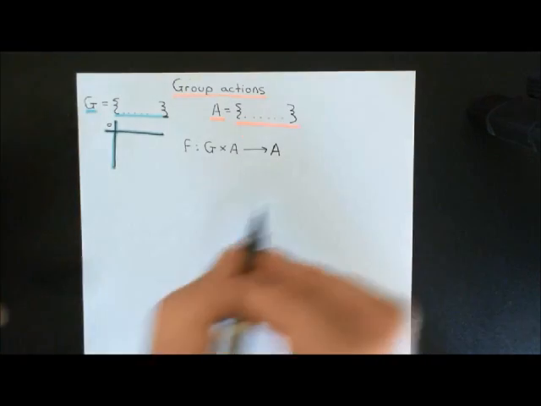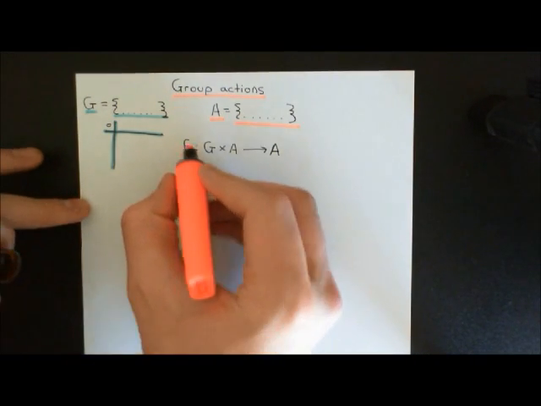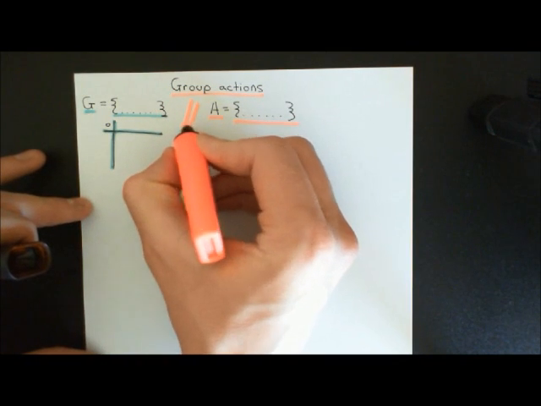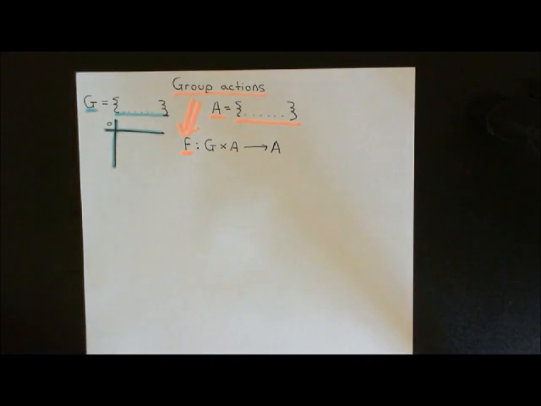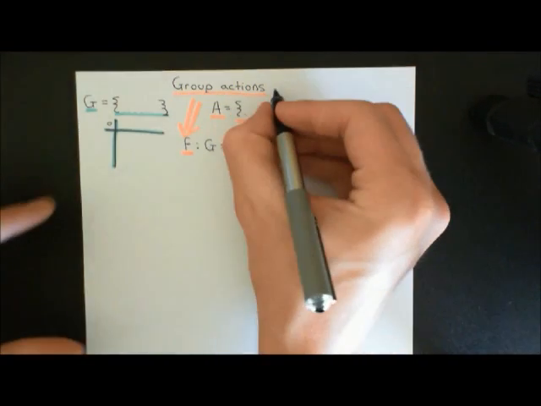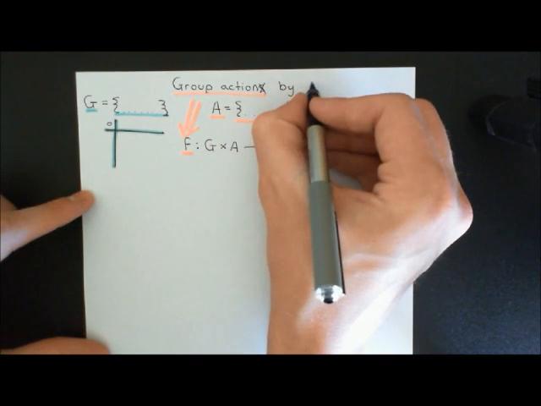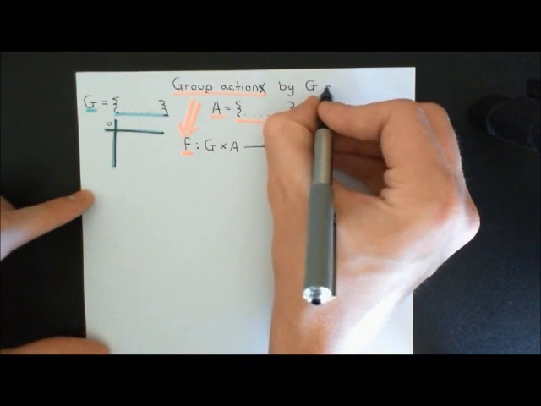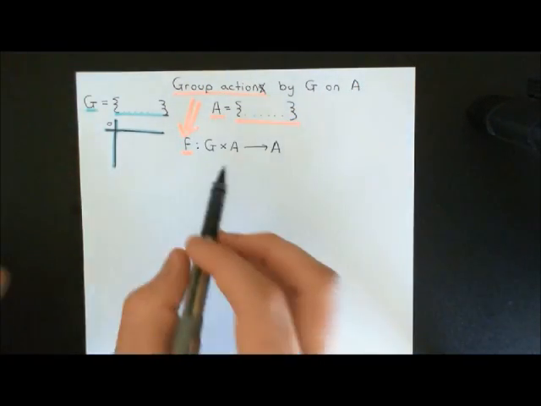So this is the strict definition of a group action, that it is a function. So this function here is the group action. Strictly speaking, what we'd call it in full is the group action by the group G on the set A. So that's in full what we'd call this.